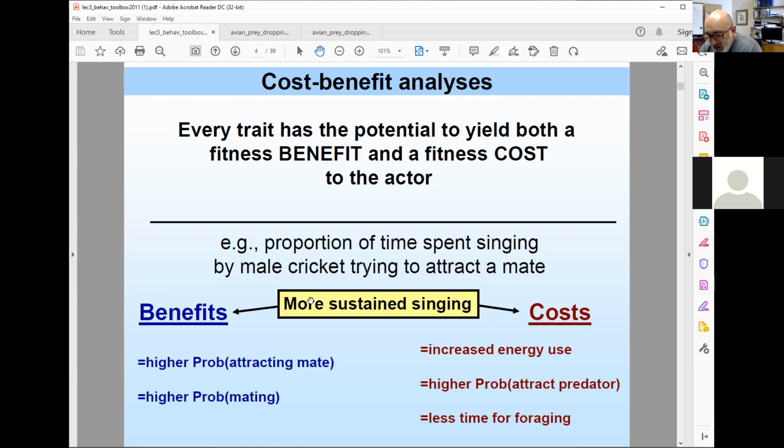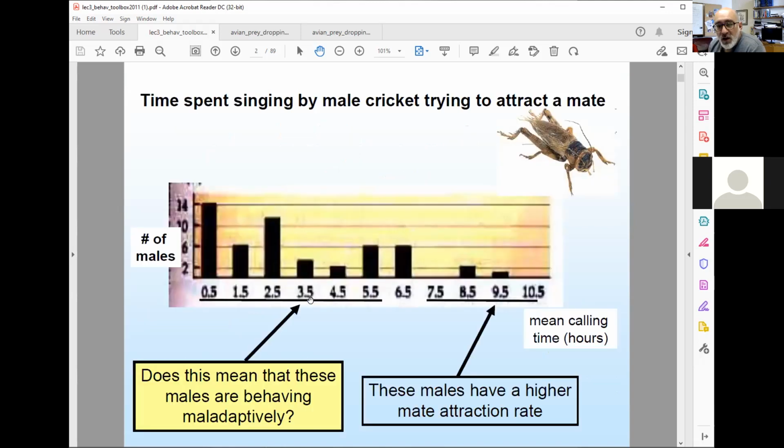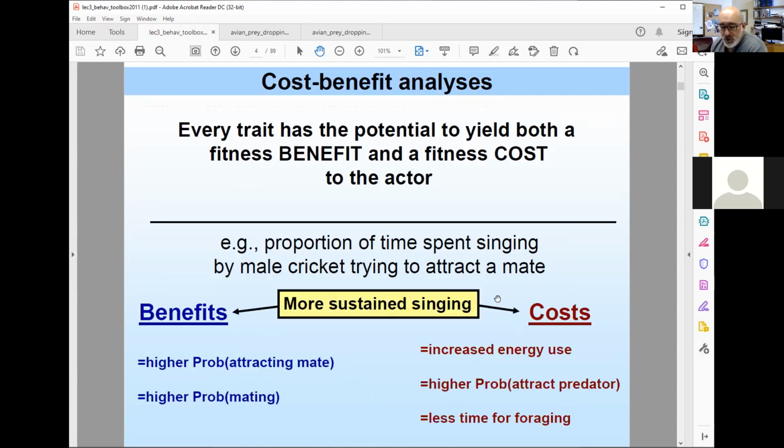24 hours in a day. And you are spending, let's see, how long are these guys calling? You're spending 10 and a half, 9.5 hours calling for a female, looking for a mate. Then that means that's 9.5 hours that you are not feeding, right? So there's a trade-off there in terms of time. We can call it a cost here, but it's just that there's less time available for foraging as well.